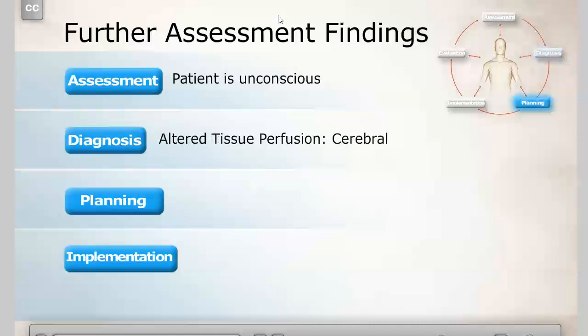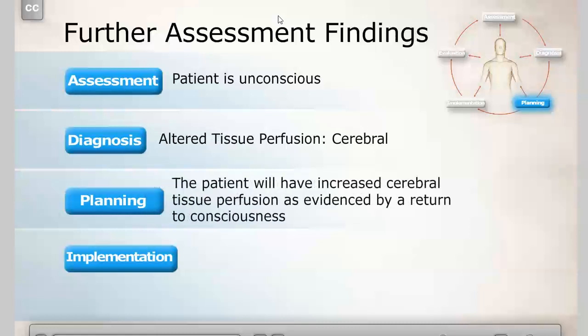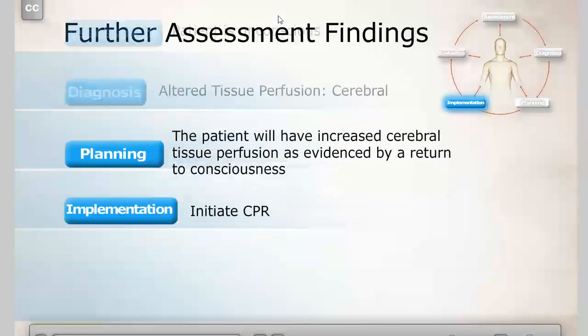Plan, goal, or outcome. The patient will have increased cerebral tissue perfusion, as evidenced by a return to consciousness. Interventions. Since we already know that the client has decreased cardiac output and the heart is not beating, we can judge that the brain is being starved of blood. Compressions must be provided to move blood to the brain.